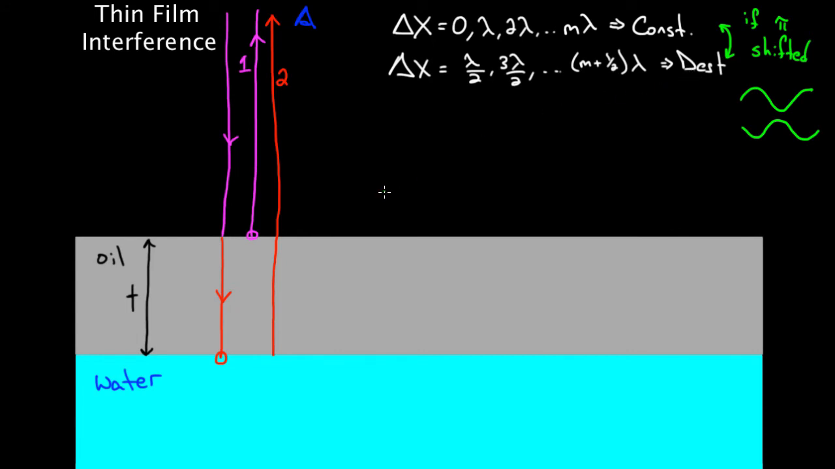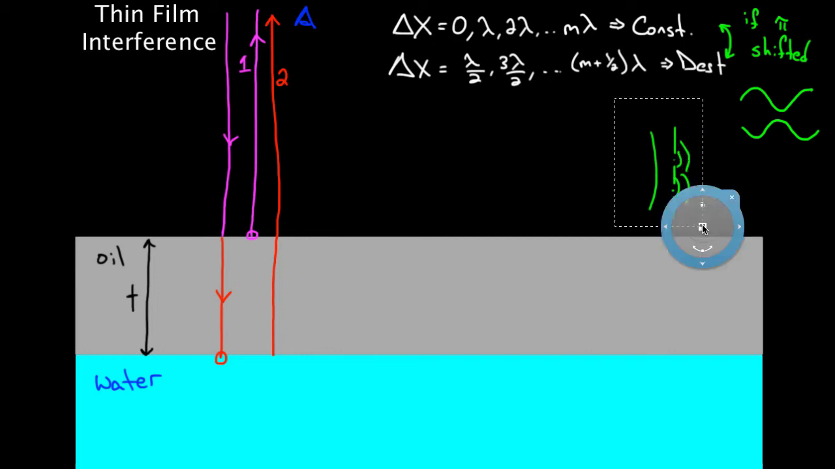So, does that happen here? Do we have to worry about pi shifts? We didn't with double slit. Remember with double slit, we didn't worry about any pi shifts, but that was because one wave came in, and now these were both from the exact same wave, so we know they started off in phase.